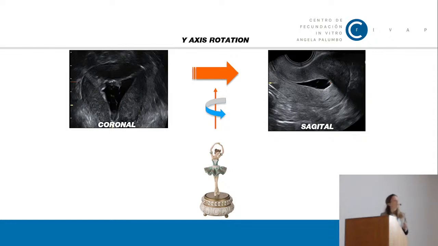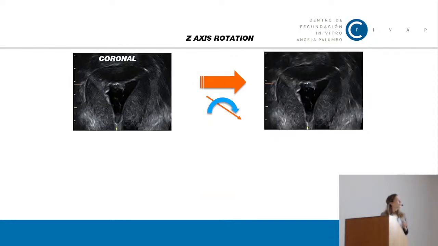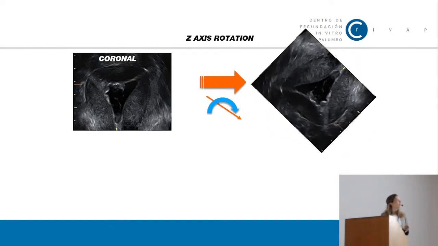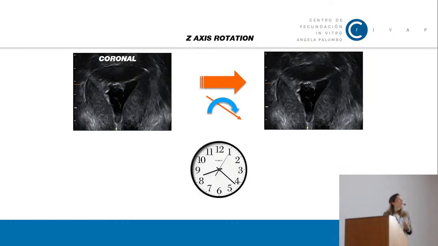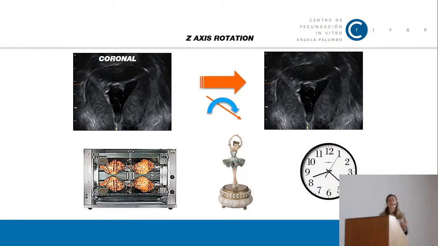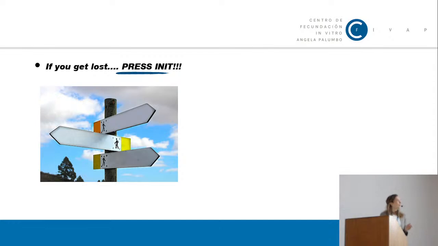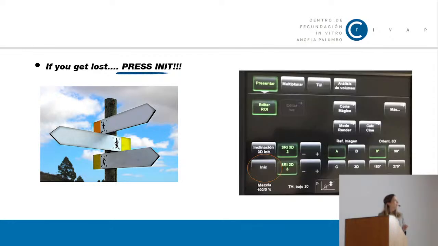Finally, if we have the coronal plane and rotate it in the z axis, the uterus will make the same movement as the hands of the clock. So when we are reconstructing a 3D image, we have to think about how we want our image to move, like a roast chicken, like a ballerina, or like the hands of the clock. If we get lost, we have just to press reset and go back to the beginning.